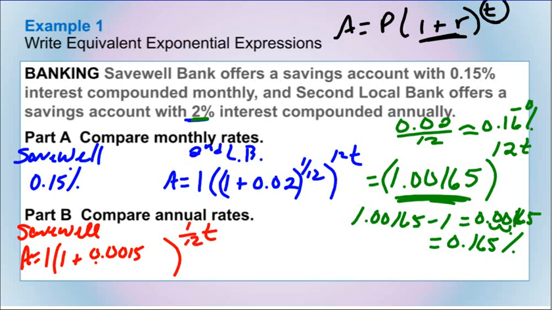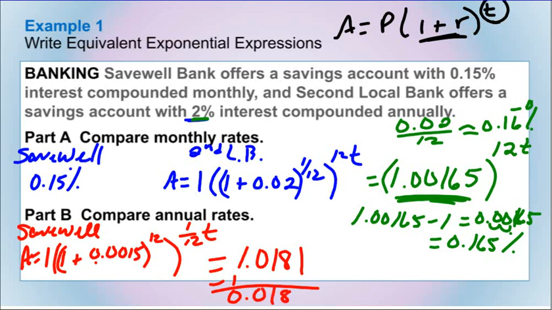this is 1/12 of the year, so that means I have to raise this in parentheses here to the 12th power to find out what it would be for the annual rate. So if I did 1 plus 0.0015 raised to the 12th power, this would be roughly 1.0181. And then if I were to subtract 1 to find the percent, I would get 0.0181, times 100 would give me roughly 1.81%.